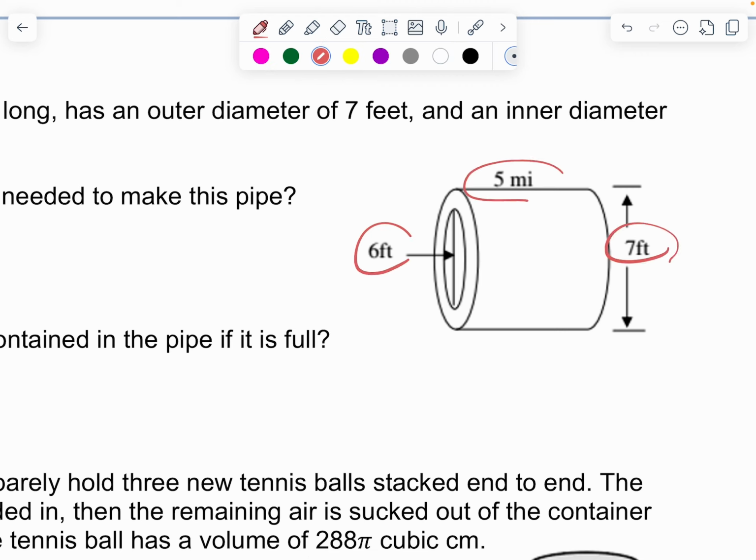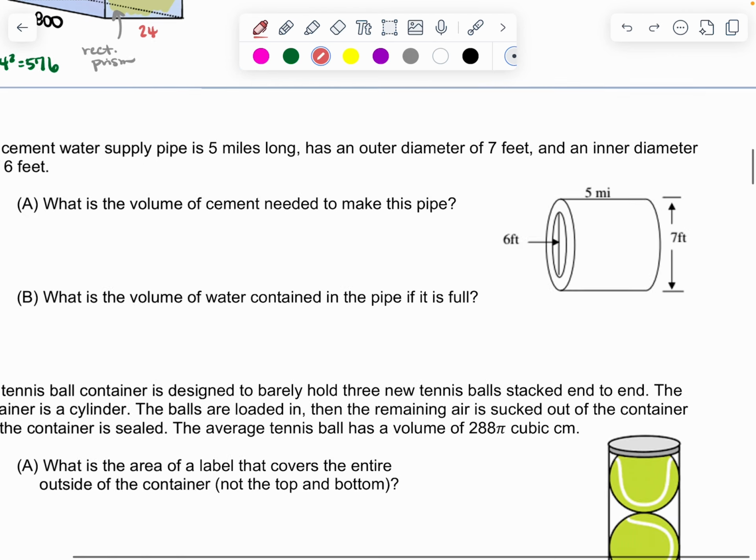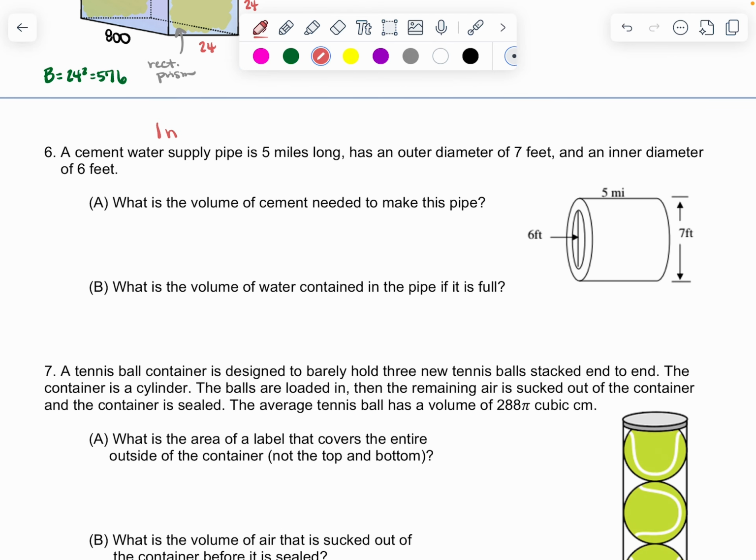Now, the kicker on this one is my diameters are all given in feet, but the length of the pipe is given in miles, and that's clearly not going to help me out. So we need to make sure we convert the miles into feet. If you don't know how many feet are in a mile, that's okay. I'm going to write that down.